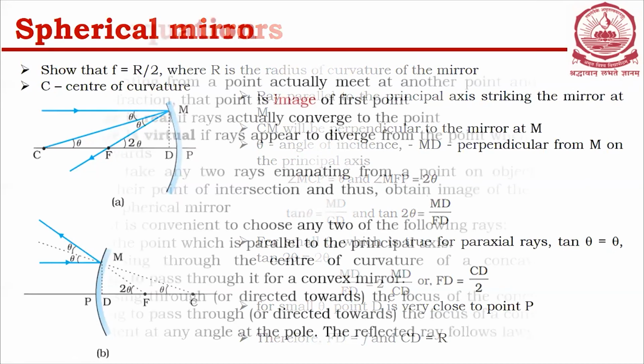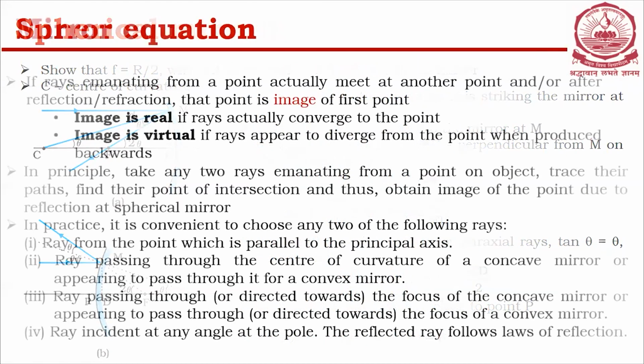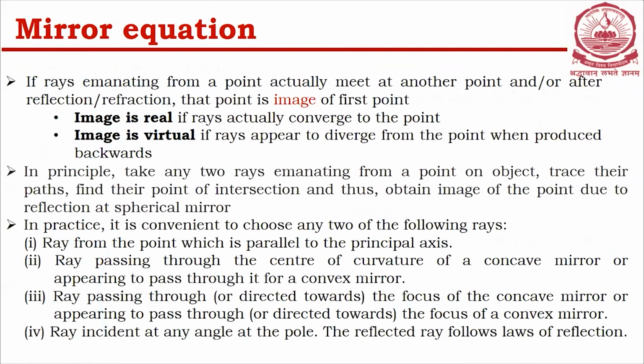So next is the mirror equation. How to get this mirror equation? In order to do that, we will first try to understand how the image is formed. You know that there are two types of images. One is the real image, the other is the virtual image. A real image forms if rays actually converge to a point, and a virtual image forms if rays appear to diverge from a point when produced backwards.